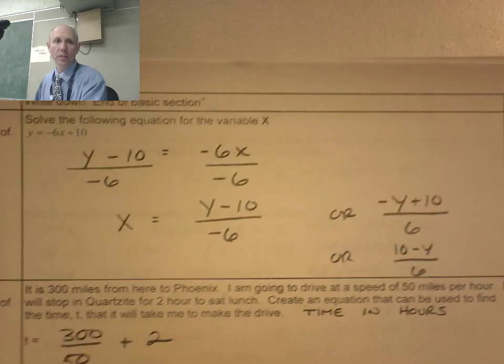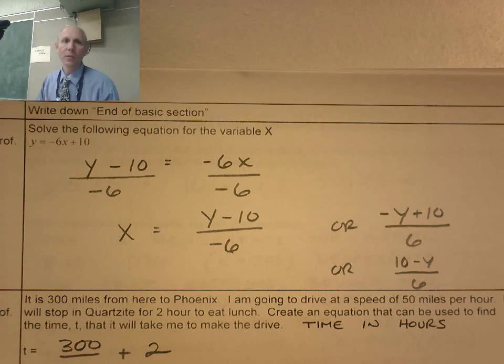And that's it for the basic stuff. Let's go on to proficient. Solve the following equation for the variable x. That means I need to get x all by itself.